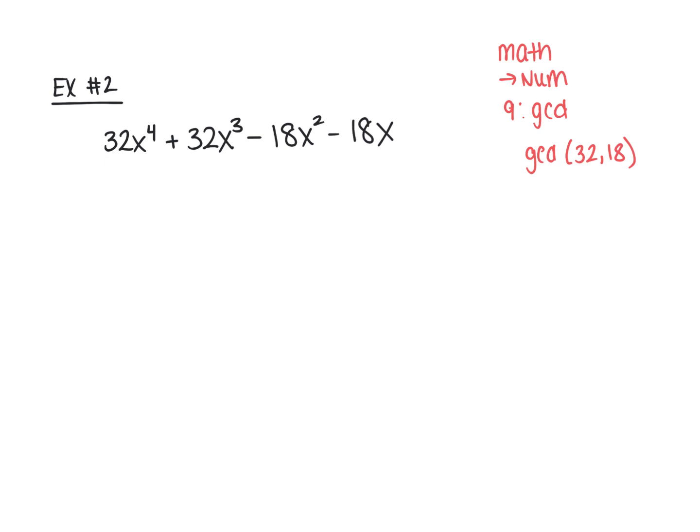Obviously, by doing so, you should get 2. Now remember, this GCD button in the calculator cannot do x's. So you actually have to look at your x's. We have x to the fourth, third, second, and first. So when you're taking out a GCF with letters, you always take the lowest exponent.